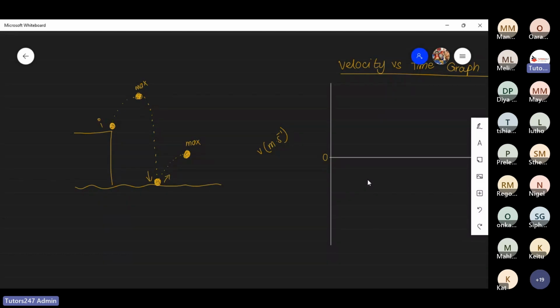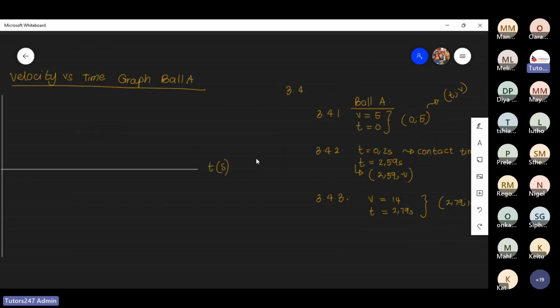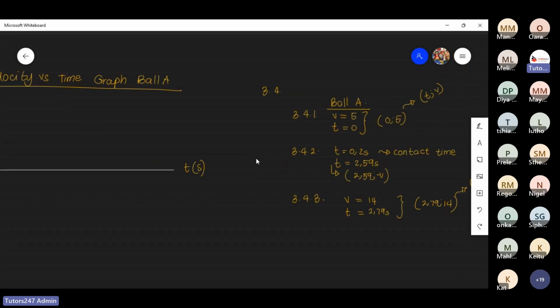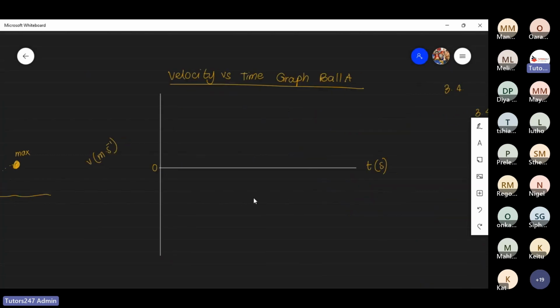So let's start from the initial. What is the initial velocity and the initial time? Let's have a look. We've already put that into a coordinate. We've got 0 and 5. So let us plot the coordinate 0 and 5.